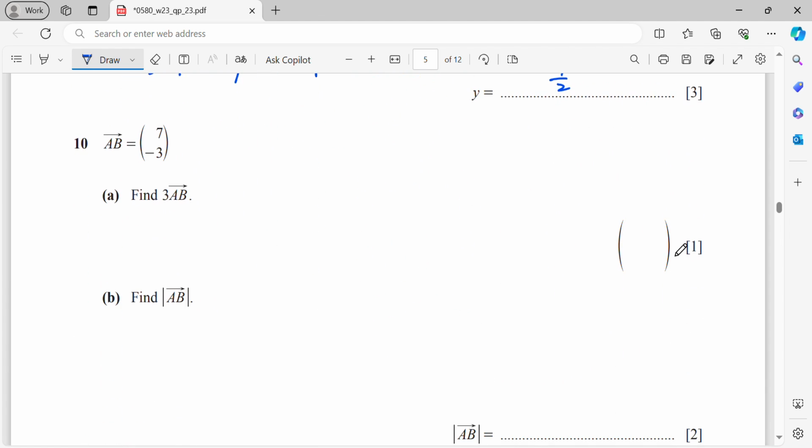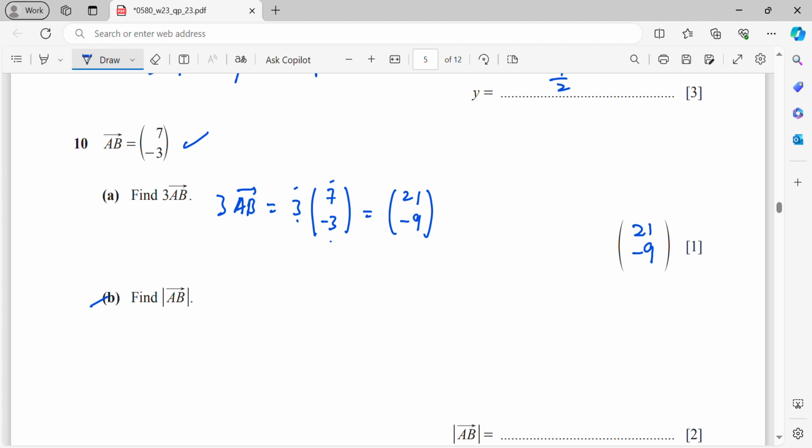Okay, so for question number 10, given vector AB is (7, -3), find 3 times the vector AB, okay, 3AB. So 3AB is basically just multiplying 3 to the components of the vector. So 3 times 7, I'll get 21. 3 times minus 3 is minus 9. So that's your solution, 21 and minus 9.